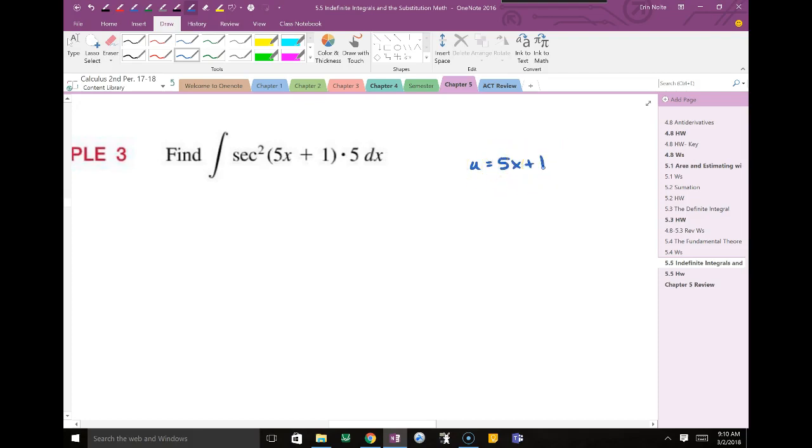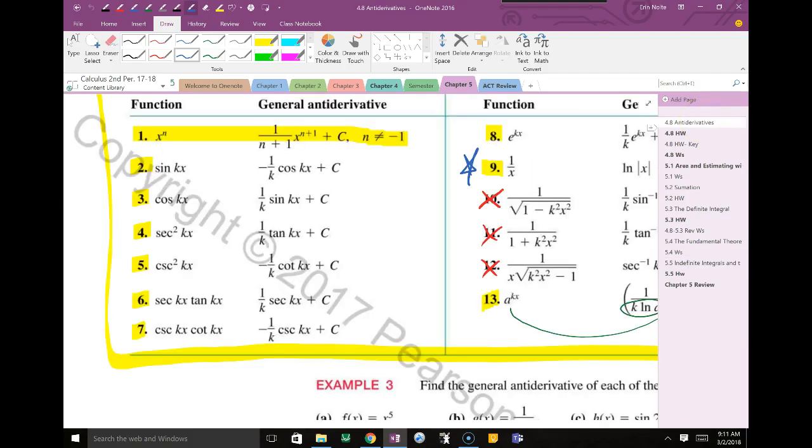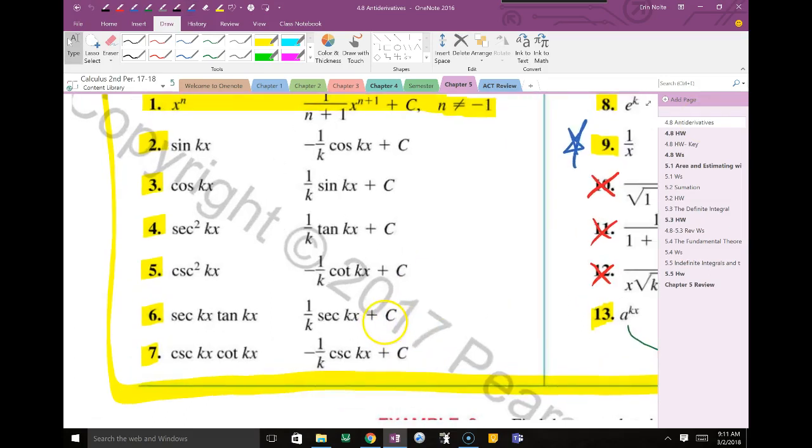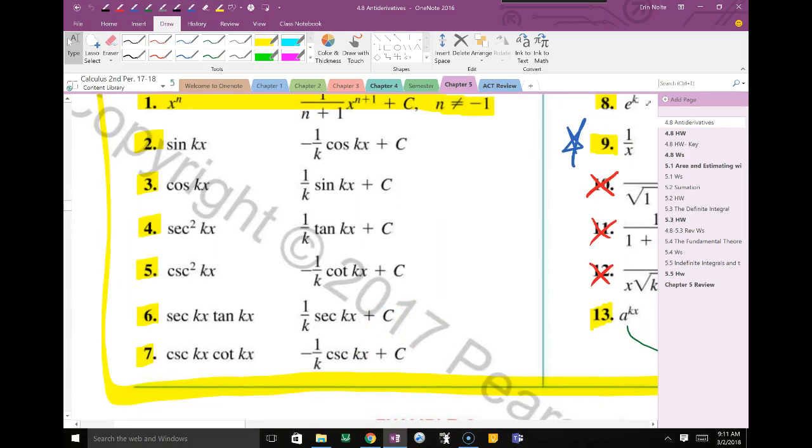What's the derivative of that? 5. So am I okay? Do I have a 5 hanging out? I sure do. Perfect. So I don't have to do anything to this one. I can just go straight to the integration. What I want you to notice here is that I'm integrating the secant squared. See that? When we integrate trig functions, this is when you grab your little cheat sheet with all your rules and you look for secant squared. What is the integral of secant squared?